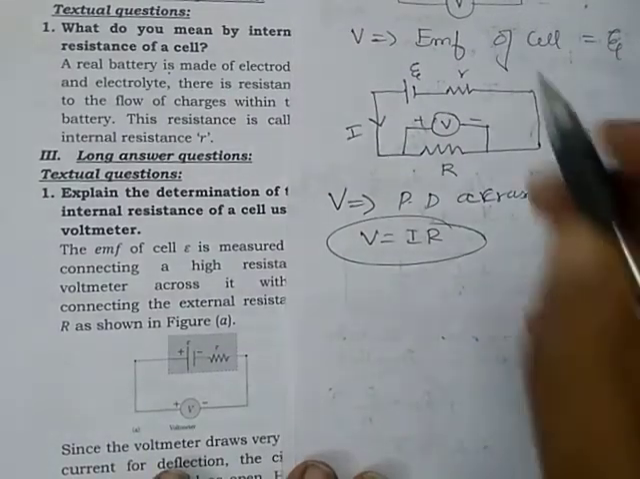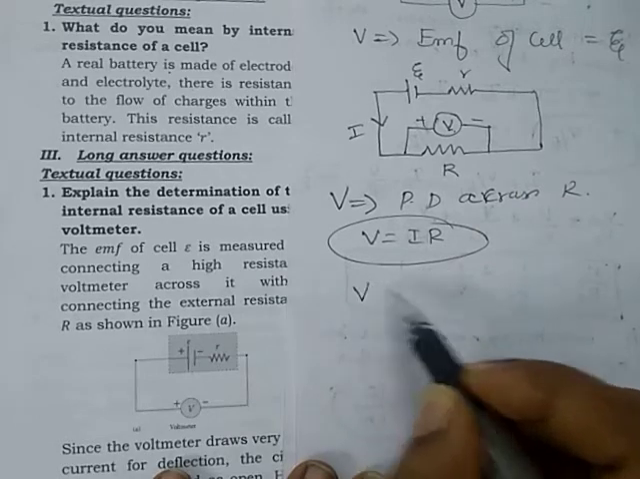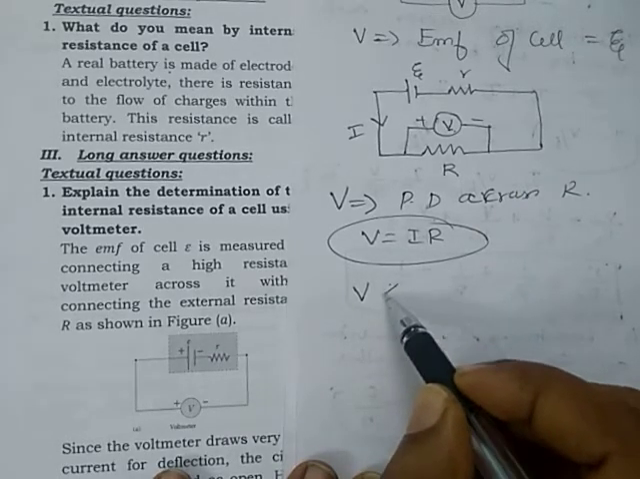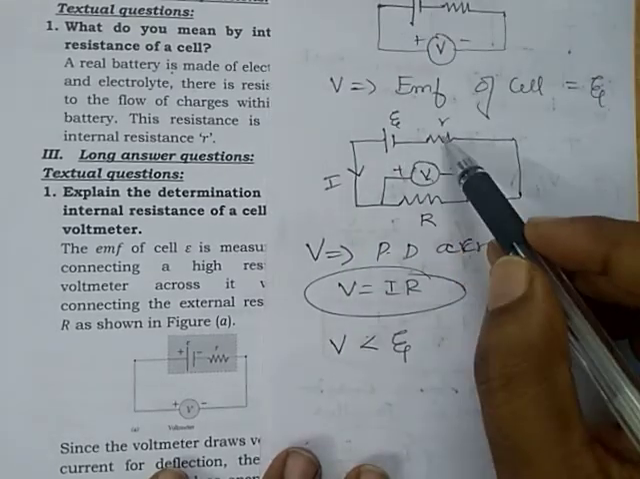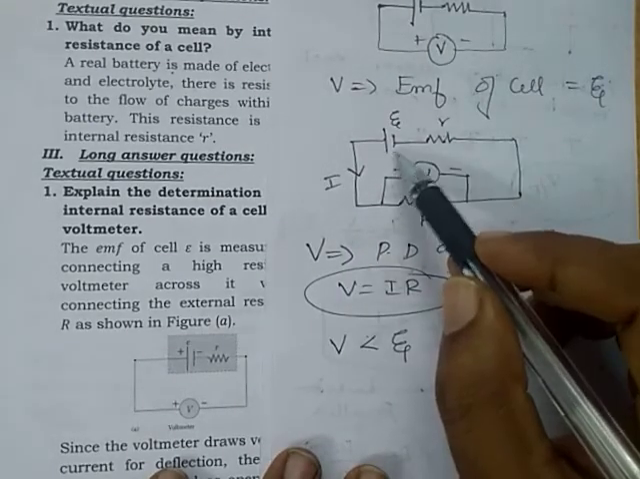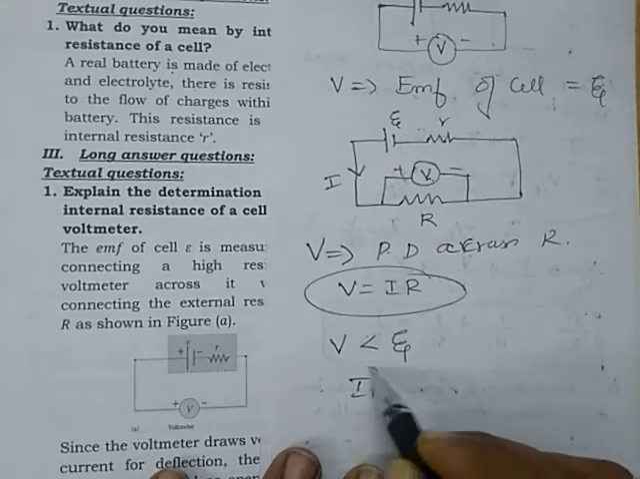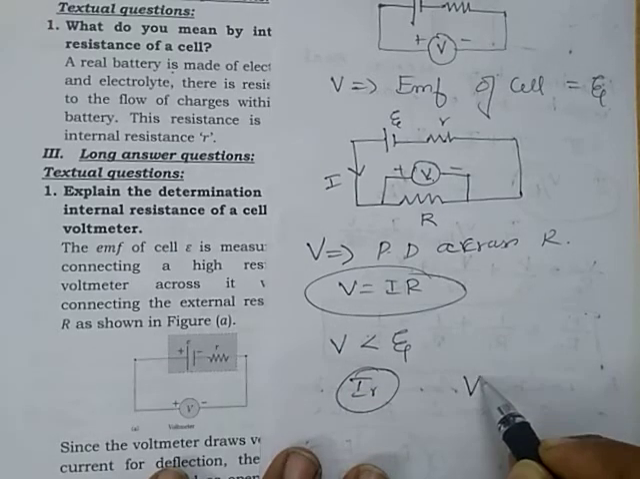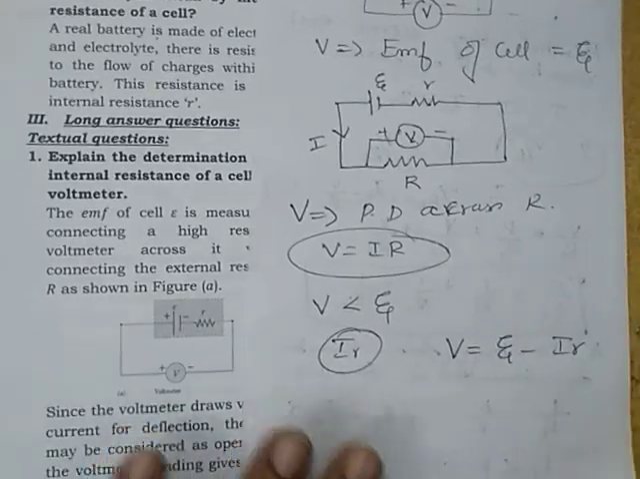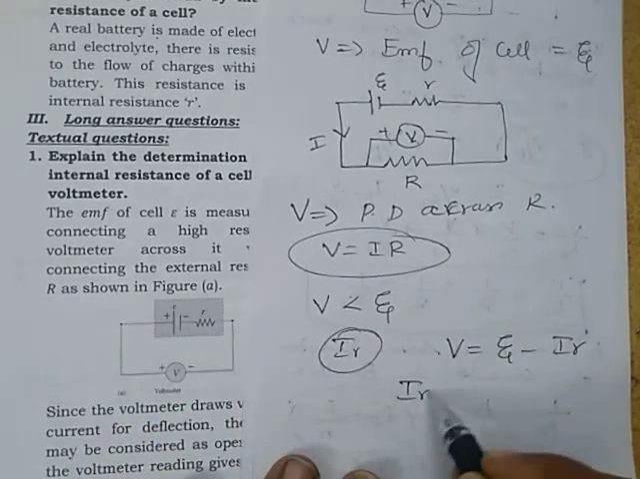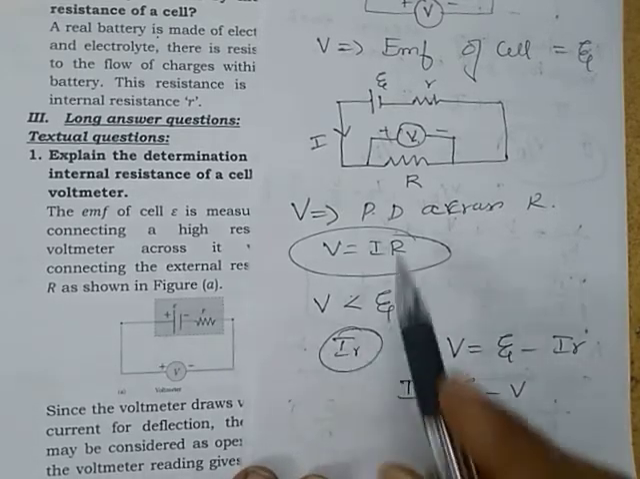Then we need to find the value of r. We know this potential drop across R, that is V, is always less than the EMF of the cell, because there will be a resistor known as internal resistance. So there will be a voltage drop across this resistance, that is I into r. So we can write the potential drop across resistor R is equal to psi minus Ir. Then rearranging this, we get Ir is equal to psi minus V. We know V is equal to IR.